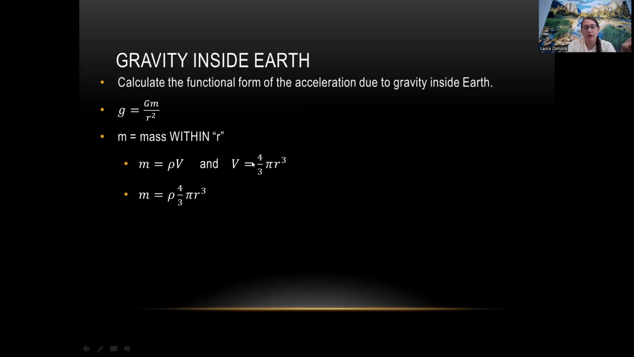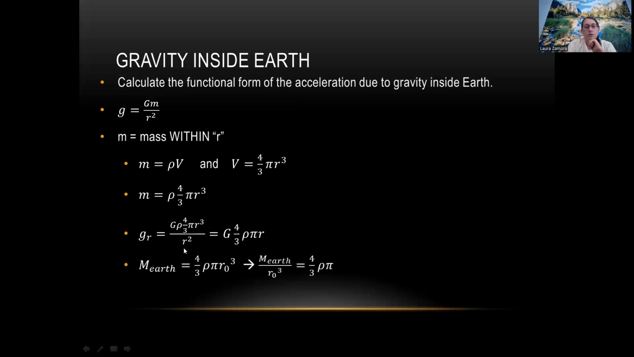This is the volume of a sphere, right? So we plug that in there. And then we substituted that mass in this equation for acceleration due to gravity that we saw yesterday, right? That's where this equation came in, and then we simplified because there's r squared on the bottom and r cubed on top. So we simplified, canceled out some of those r's.